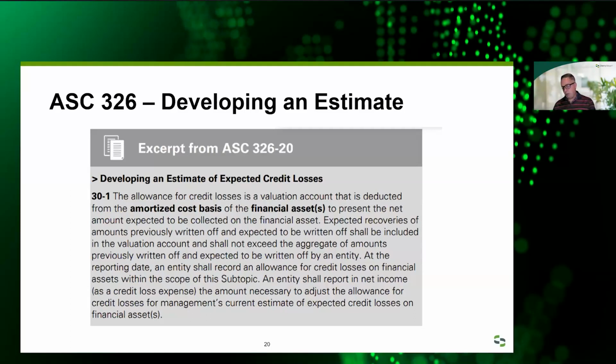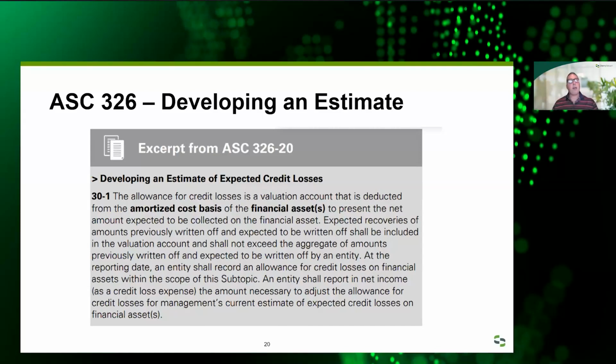All right, so developing an estimate. Again, this is right from the codification. The allowance for credit losses valuation account is deducted from the amortized cost basis. Basically, all this is saying is that once you have that transition entry, where you debit bad debt expense and credit allowance, you've made your adoption entry for any changes in your expected credit losses, and on an ongoing basis, that estimate has to be updated. So it's really important to get that calculation done properly.